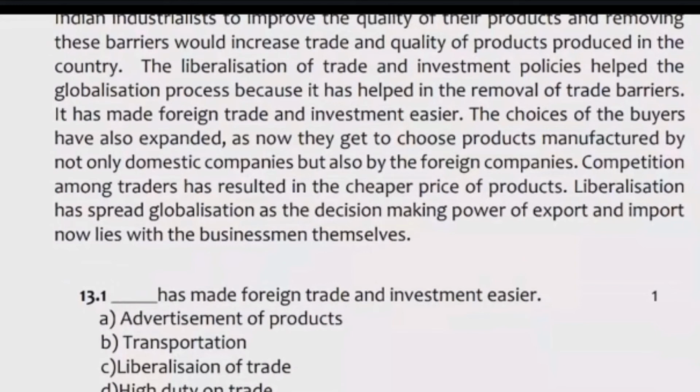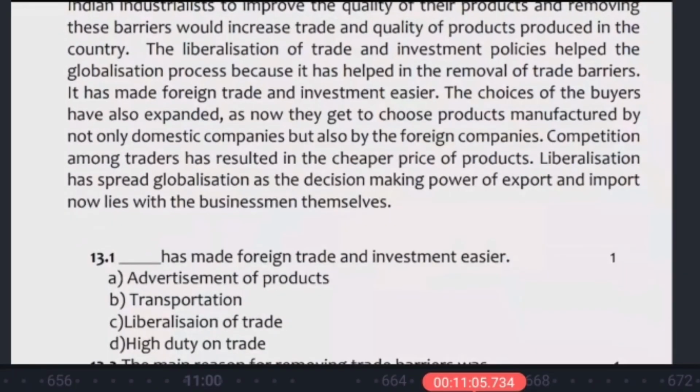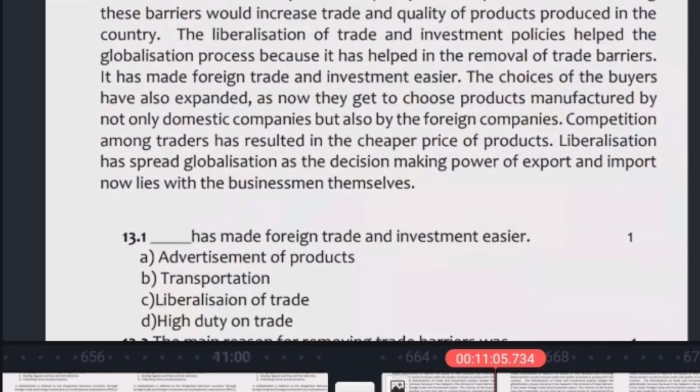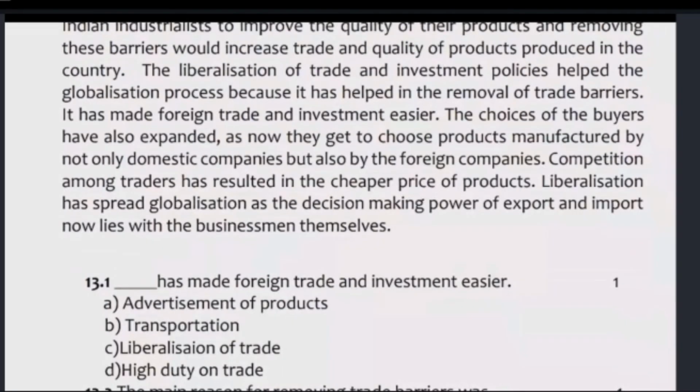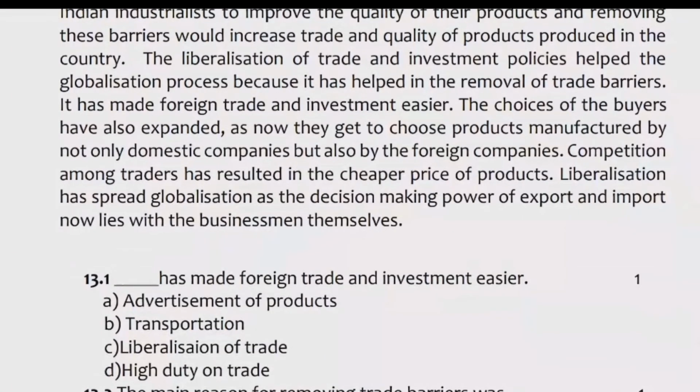The choices of the buyers have also expanded, as now they get to choose products manufactured by not only domestic companies but also by the foreign companies. Competition among traders has resulted in the cheaper price of products. Liberalization has spread globalization, as the decision-making power of export and import now lies with the businessmen themselves.